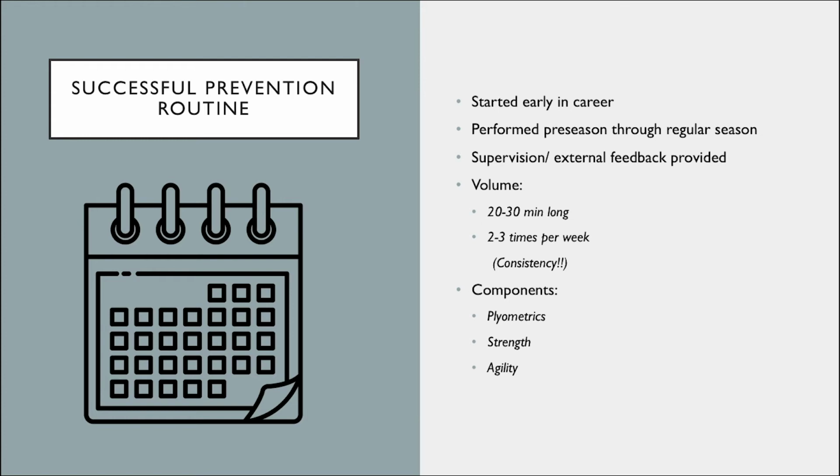Overall, this prevention routine should be performed about 2 to 3 times a week and be 20 to 30 minutes long, and consistency is absolutely key here. So if you're not going to do the program consistently, we're not going to see the results. So making sure you keep with that 2 to 3 times a week consistency is the best way to set yourself up for success. And you want these routines to have plyometrics, strength, and agility as the 3 components. And we'll look a little bit closer into those next.